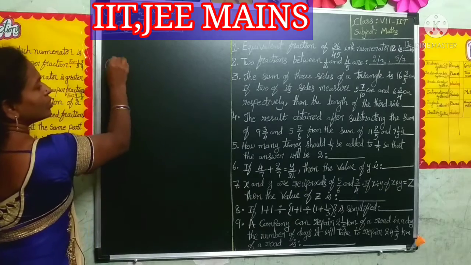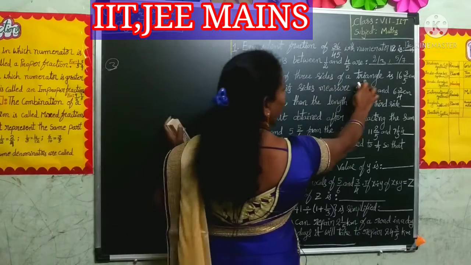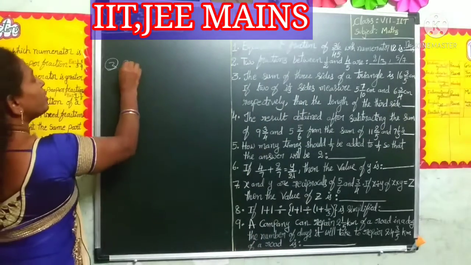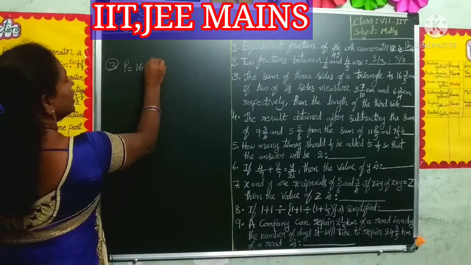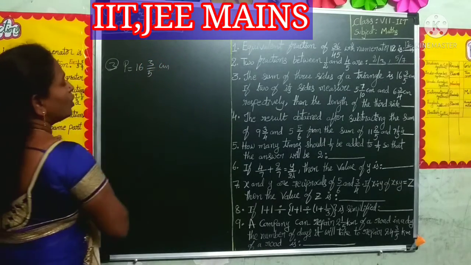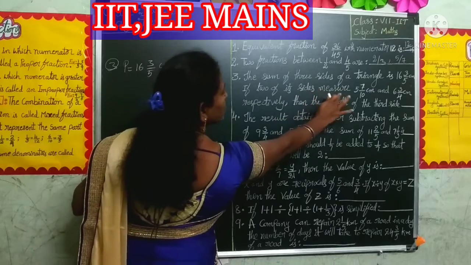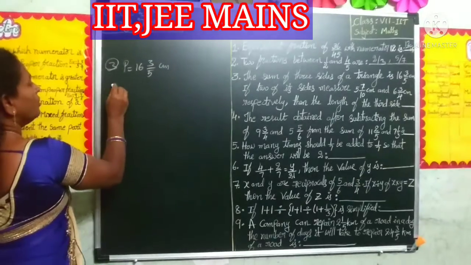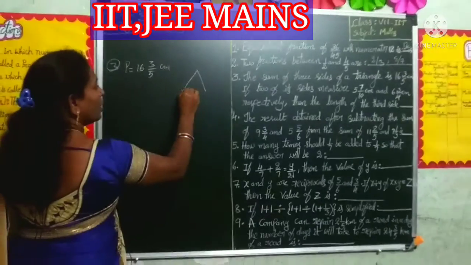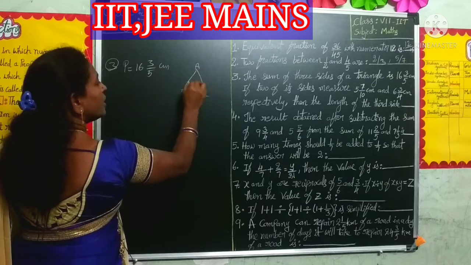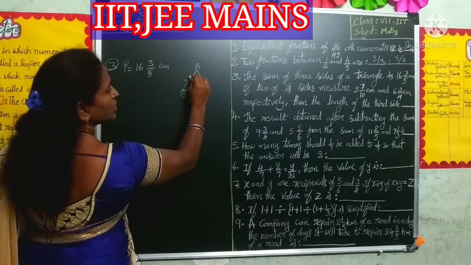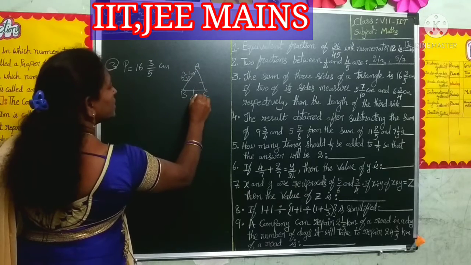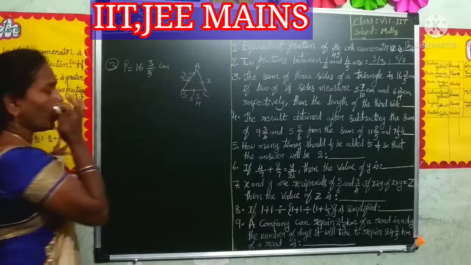Third one: the sum of three sides of a triangle is 16 3 by 5 centimeters. Sum of three sides means the perimeter of the triangle, that is 16 3 by 5 centimeters. If two of its sides measure 5 7 by 10 centimeters and 6 3 by 4 centimeters, then here this is triangle ABC. Here two sides are given, 5 7 by 10 centimeters and 6 3 by 4 centimeters. The third side we don't know, so call it X.